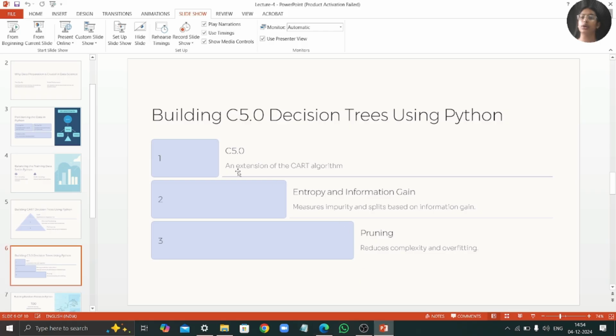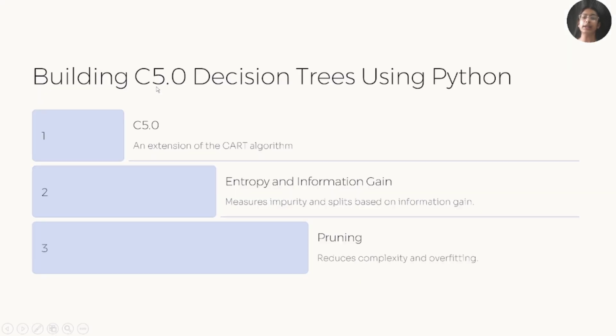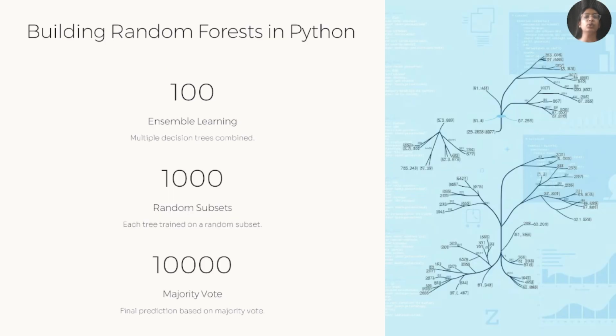Now let's look at random forest. What actually is random forest? It can sound lame, but think of it like this: a tree is a single one. When there are a lot of trees, then it is called a forest. Isn't it simple? But it is so simple. We can see the same philosophy here, using so many trees resulting in a random forest in Python. Like, see, 100 ensemble learning in multiple decision trees, 1000 random subsets, and 10,000 majority vote. It can be the prediction.